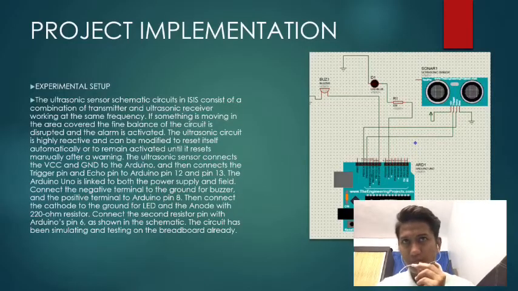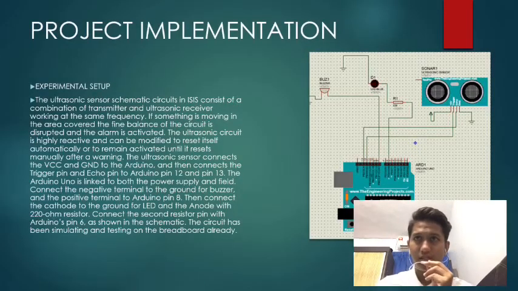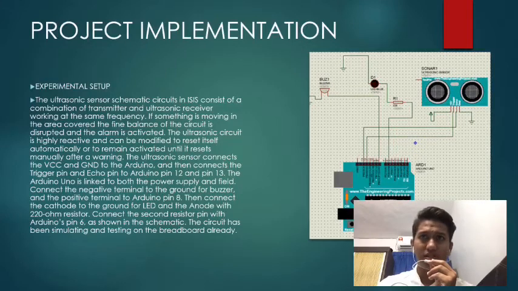For the experimental setup, the ultrasonic sensor schematic circuit in ICs consists of a combination of an ultrasonic transmitter and receiver working at the same frequency. If something is moving in the area covered, the fine balance of the circuit is disrupted and the alarm is activated. The ultrasonic circuit is highly reactive and can be modified to reset itself automatically or to remain activated until it is reset manually after a warning.